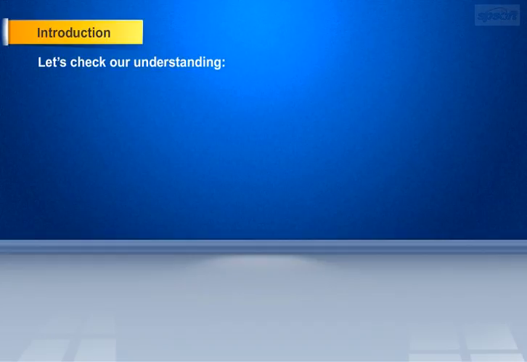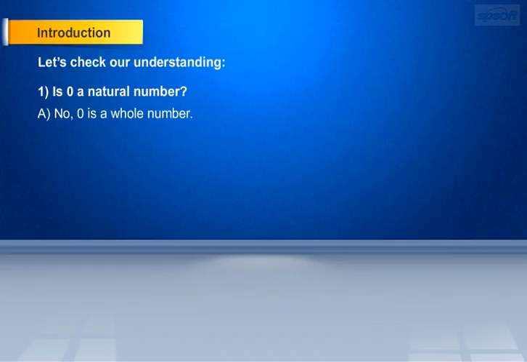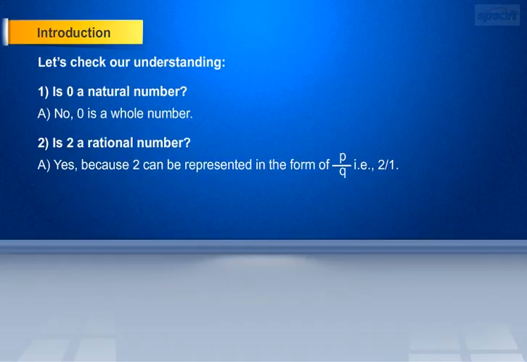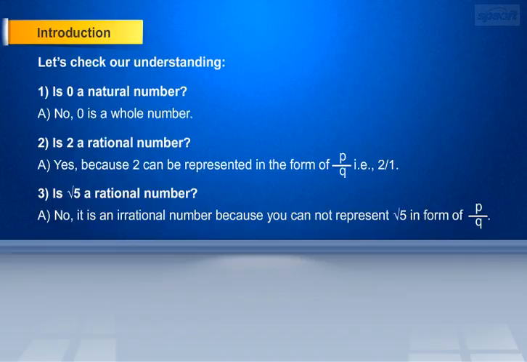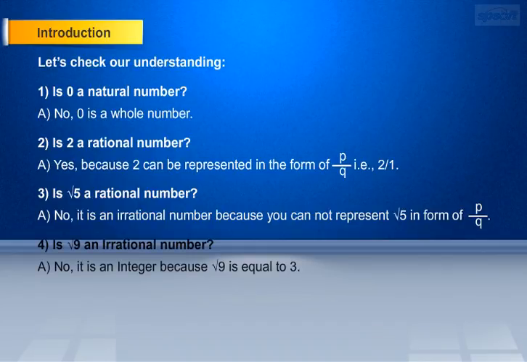Let us check out what we have learned till now. Is 0 a natural number? No, 0 is a whole number. Is 2 a rational number? Yes, because 2 can be represented in the form of p by q, that is 2 by 1. Is √5 a rational number? No, it is an irrational number because you cannot represent √5 in the form of p by q. Is √9 an irrational number? No, it is an integer, because √9 is equal to 3.